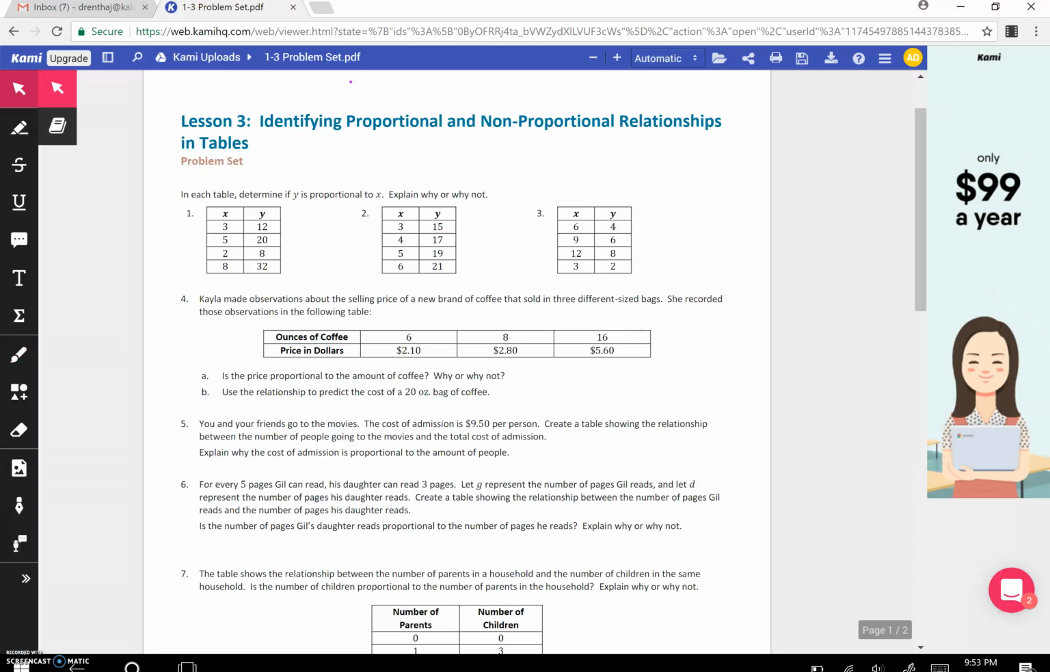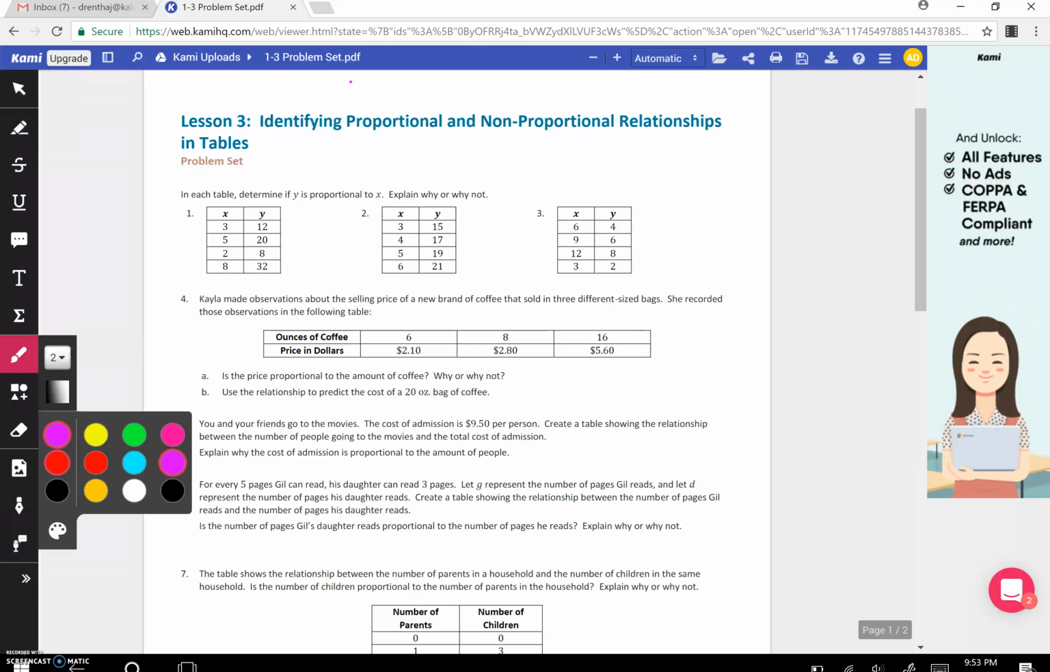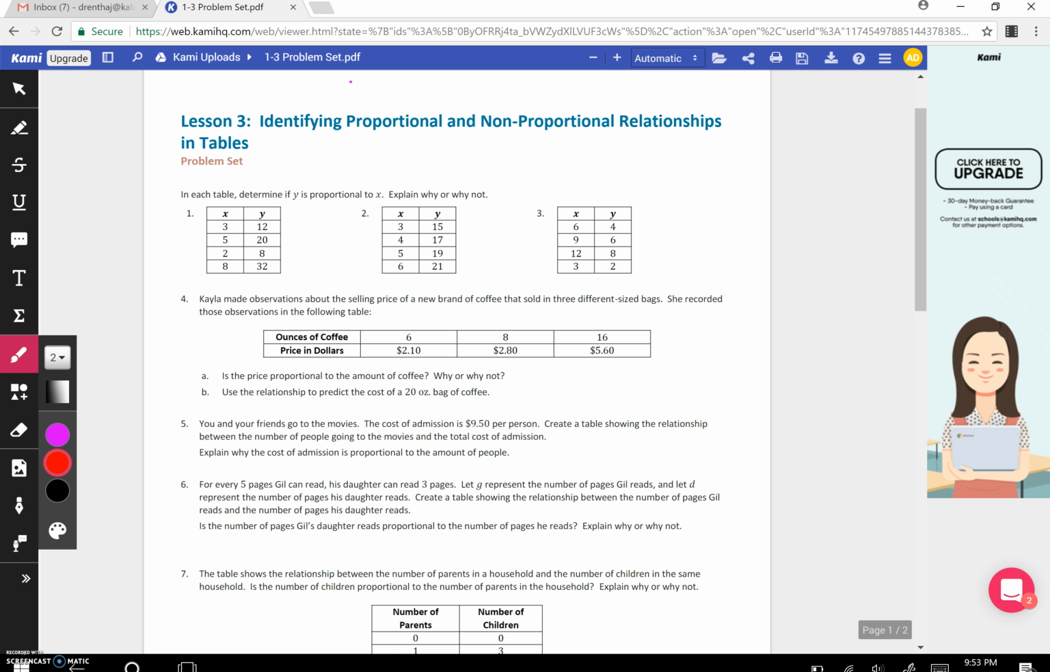We're going to do our notes in video form today. So we're identifying proportional and non-proportional relationships when they're in table form. If we look at number 1, it says in each table, determine if y is proportional to x, and then explain why or why not.